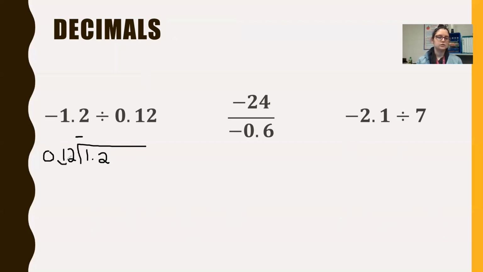Remember, we have to move our decimal point. We'll fill in this empty spot with a 0. 12 will go into 12 one time. 12 will go into 0 0 times, so our answer is -10. The next one, how many? This is another way to show division. So we have -6, 0.6 divided into 24.